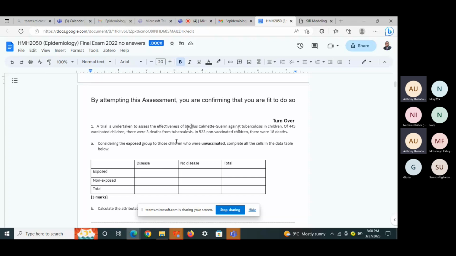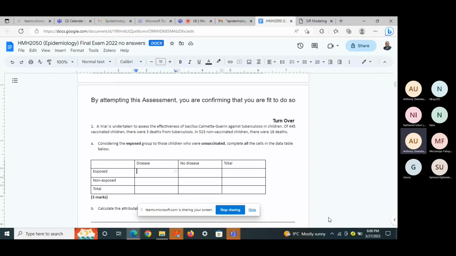The question is on the screen. What will be in this box here under exposed and disease? Of 445 vaccinated children, there were 3 deaths from TB. Then in 523 non-vaccinated, there were 18 deaths.